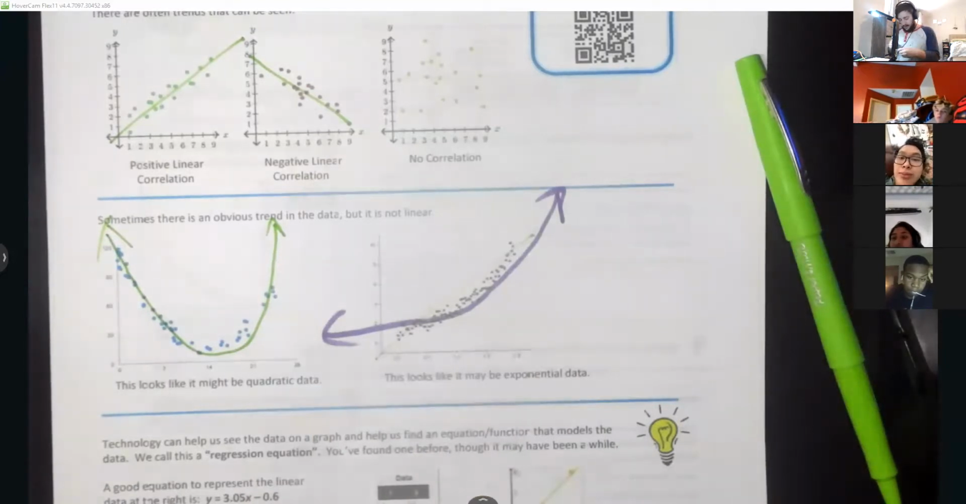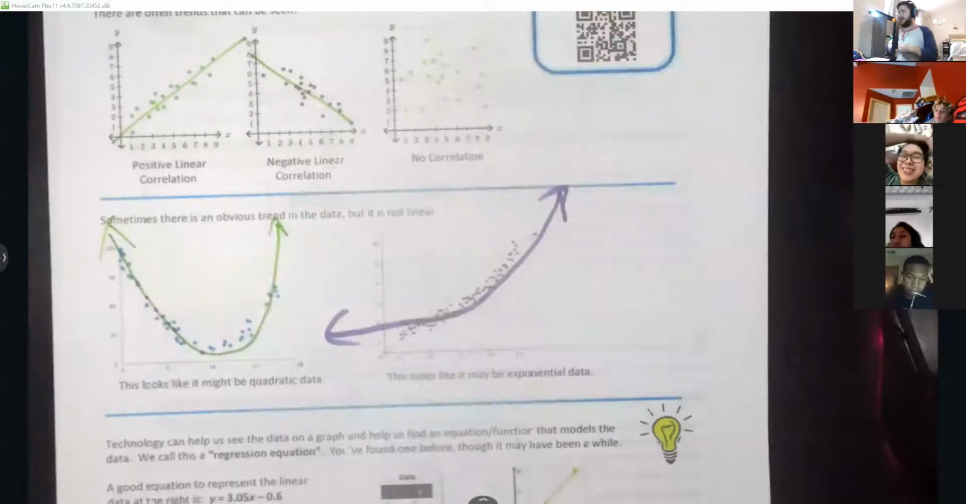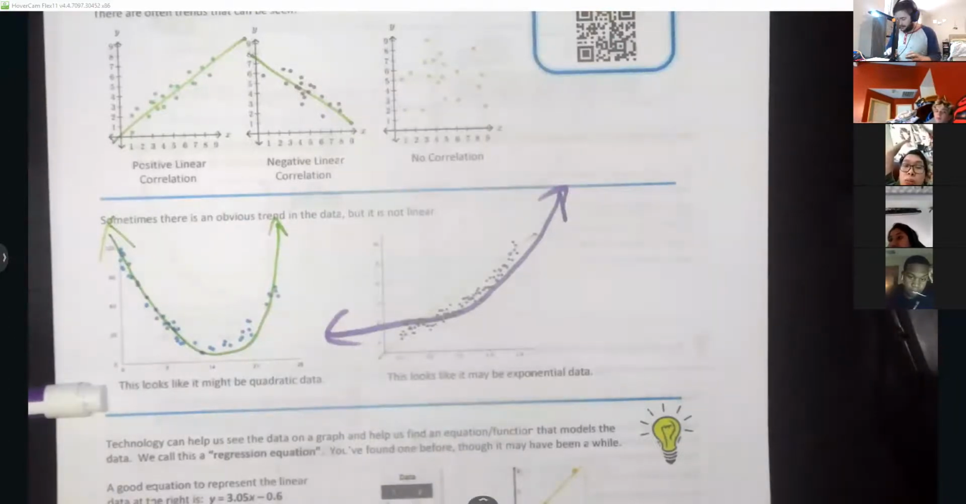Man, I'm bad at drawing. I'm trying to get better. That's one of the things I'm working on.